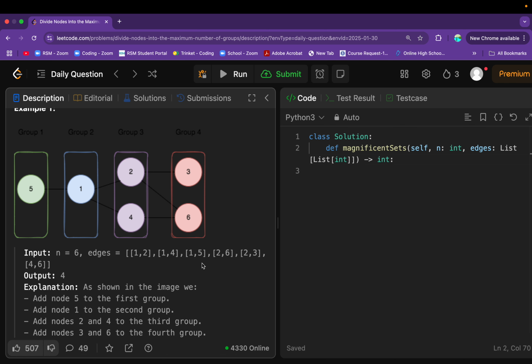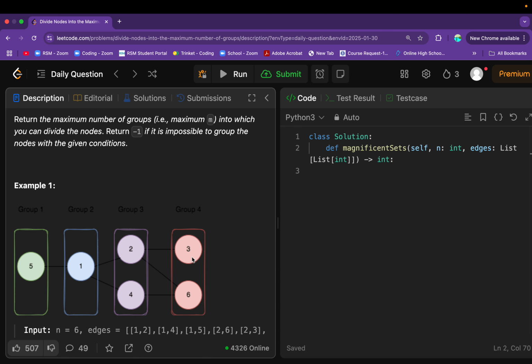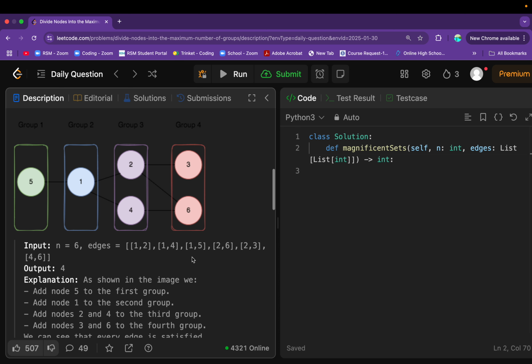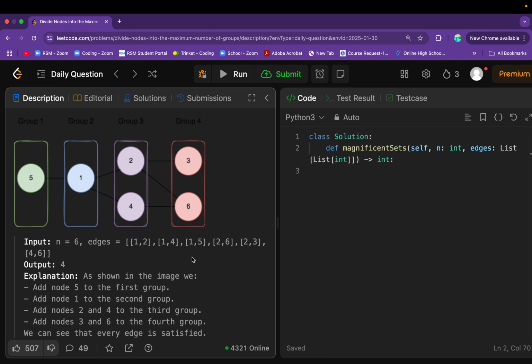4 is actually the maximum number of groups that we can form, right? It isn't impossible to form any groups given these constraints, so we definitely do have an option, and in this case, our output would then be 4. That's the most optimal, or maximum, number of groups that we're trying to optimize here as our output.